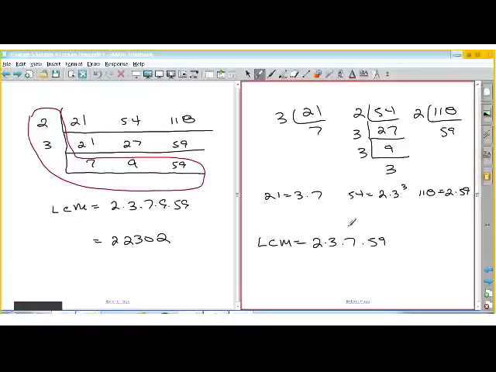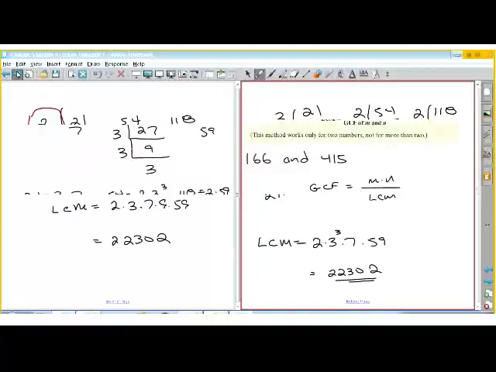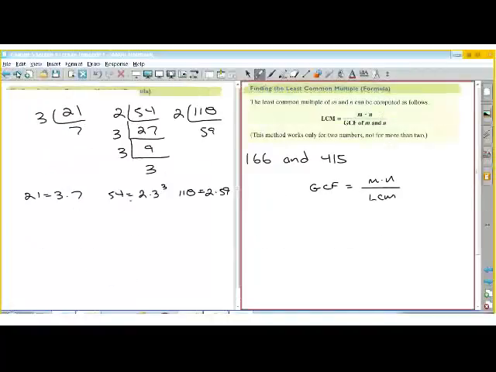And then I go through and I find the highest exponents. Well, this is the only one that has an exponent besides 1, so I cube that. And if I multiply that out, I should get 22,302 if I did it right. 2 times 3 to the 3rd power times 7 times 59 is 22,302. So anyway, I'll let you guys do some homework problems.